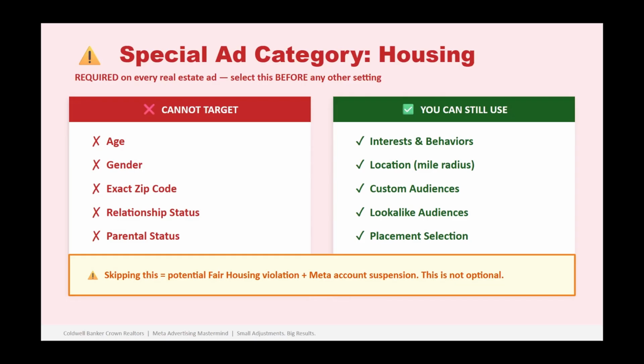Now, you cannot target people by exact zip codes. I mean, I know you guys can read all of this stuff on the screen, right? You cannot target people by exact zip codes, but you can target locations and a radius around a location. And this is one of the things that I recommend, particularly if you're running an open house ad. You want to target your location to the people who are going to be near that open house, right?